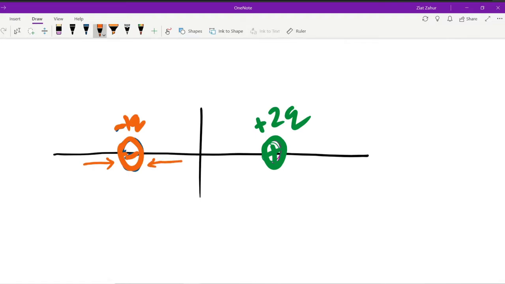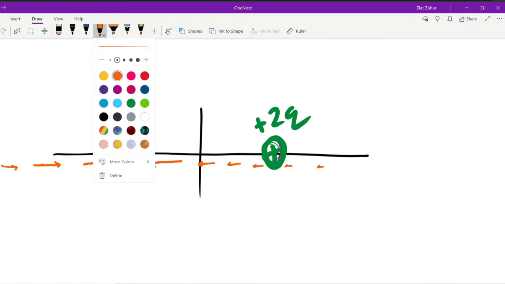But as you go further out, it gets weaker and weaker. So this is just for the orange. Remember, we're going to look at it one at a time. Yes, the green one is there, and then we will add them later on. So orange points towards the orange charge, but as you go further out, it's going to get weaker and weaker.